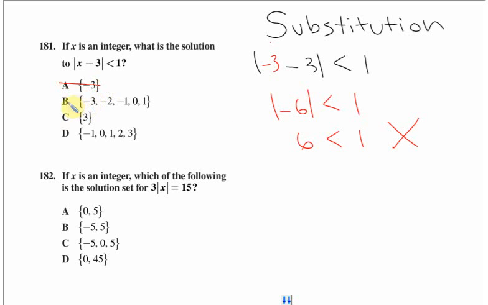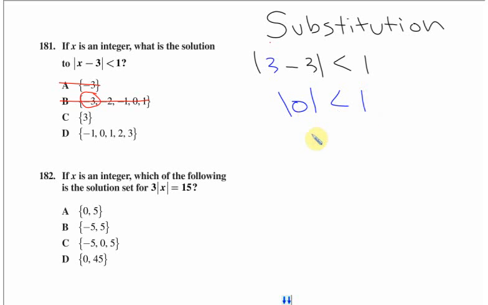As a matter of fact, it can't be B either, because B also has negative 3. So right away, you've improved your chances by eliminating two answers. Now, let's go ahead and try C. C says the answer needs to be 3, so I'm going to plug in 3, and I get 3 minus 3, and I get 0, and the absolute value of 0 is 0. Is 0 less than 1? Yes. So potentially you found the answer to be C. The only problem is that D also has the response of 3 in it, so you need to check one of these to make sure that it's not D.